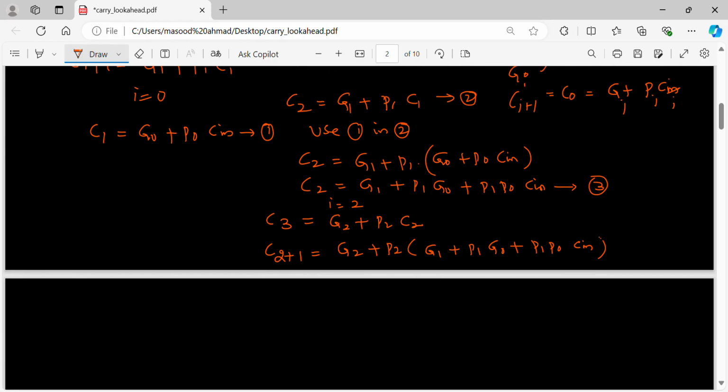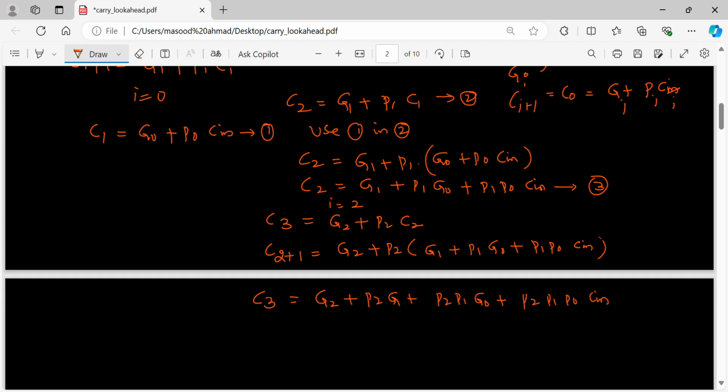So if you multiply it out, C3 becomes G2 plus P2 G1 plus P2 P1 G0 plus P2 P1 P0 into Cin. Okay. So similarly I can go for C4, and so on and so forth.